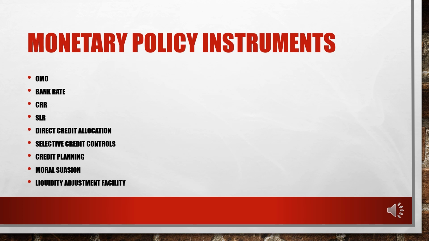So there are two instruments. The other instruments, if you see, there is one instrument called the cash reserve ratio, which is again and again used by the Reserve Bank of India to control the money supply. Cash reserve ratio is nothing but the cash which the banks have to maintain with RBI as a certain percentage of their demand and time liabilities.